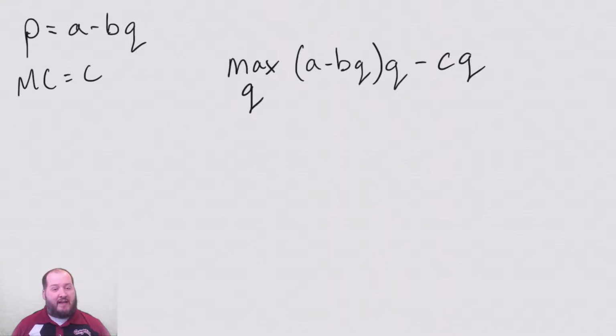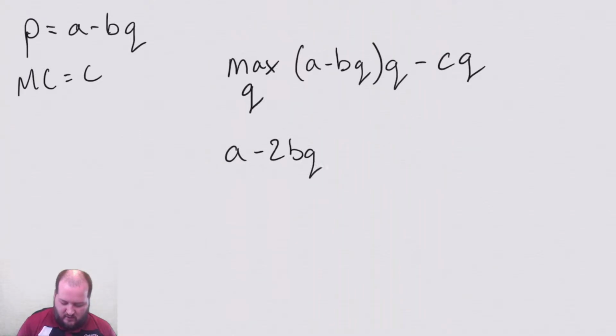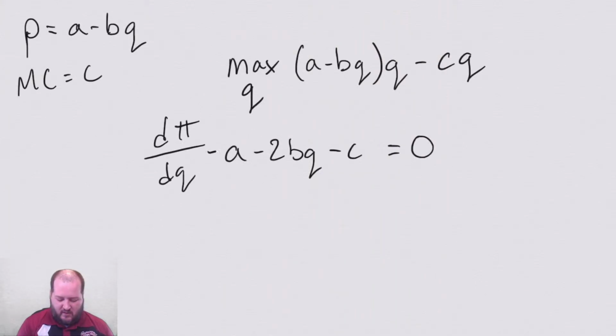Well, that's everything I need now. I can use this setup and I can get a first order condition. Now remember, I only need one first order condition right here because I only have one choice variable. But if I differentiate this with respect to Q, I'm going to get A minus 2BQ minus C, and then I'm going to set that equal to 0. Because that's going to be my maximization condition. And of course, this is d profit with respect to Q. Got to make sure I write that there as well.